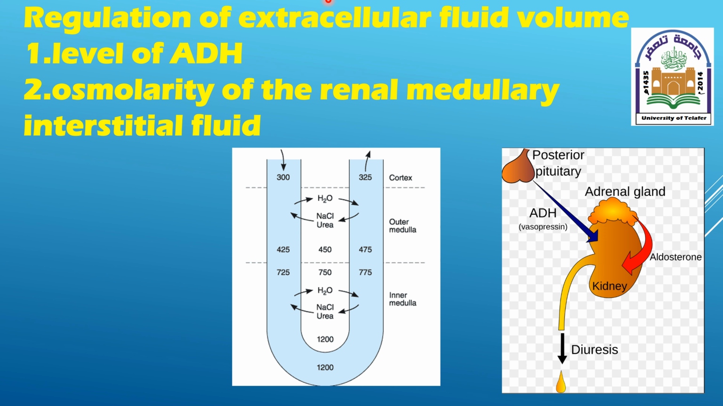So, the ability of the kidney to form dilute or concentrated urine depends on two main factors: antidiuretic hormone and hyperosmolarity of the renal medullary interstitium.